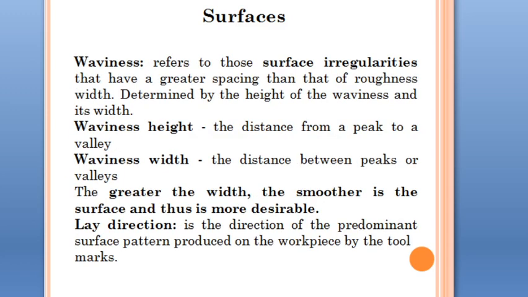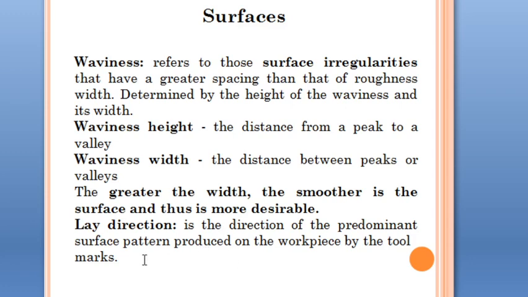Waviness is an irregularity over the work surface. It is greater than roughness height or roughness width. Waviness height is the distance from peak to valley. Waviness width is the distance between peaks or valleys. The greater the width, the smoother the surface. This is more desirable. The greater the waviness width, the smoother the surface obtained.